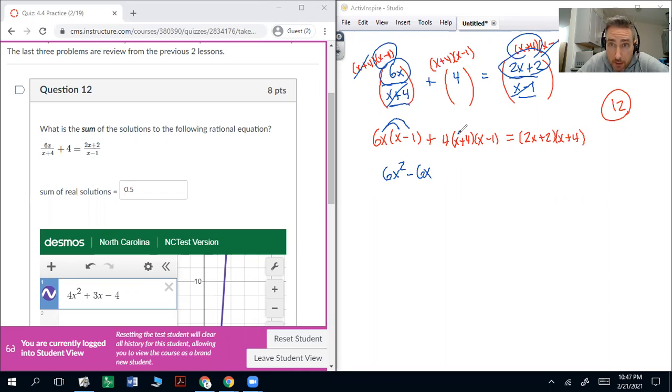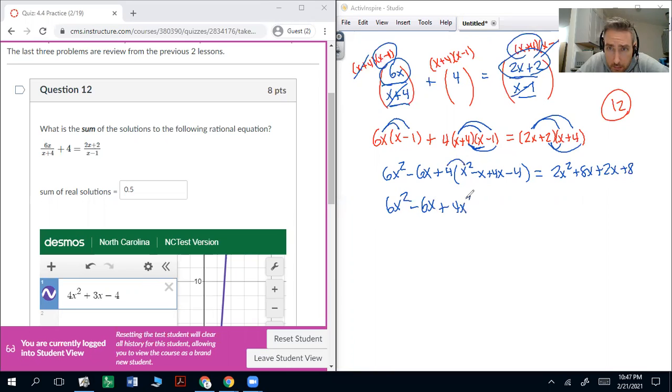plus, well, we got to do this part first. So x squared minus 4x plus x squared minus, let's see, 4, hold on, 4x squared minus x plus 4x minus 4. Double check me on that one, y'all mathletes there. It's going to be 2x squared plus 8x plus 2x plus 8. All right, so 6x squared minus 6x plus 4x squared. I'm going to combine these, so that's going to be 3x. So 4 times 3x is going to be 12x. And then minus 16. These will combine to 10x plus 8. 2x squared plus 10x plus 8.